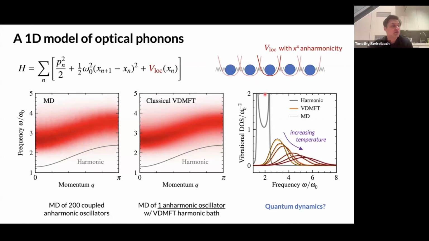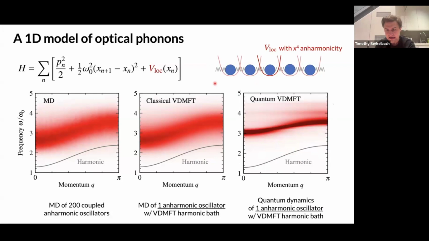But as a reminder, the impurity problem here is just a single anharmonic oscillator coupled to a bath of harmonic oscillators. And using DVR type methods, one can simulate the quantum dynamics of that exactly. So if I do that, I get the spectral function on the right at the same temperature. And perhaps unsurprisingly, it is different than the classical approximation. So basically, given the parameters that were used for this model, it's not good to treat the nuclei fully classically.